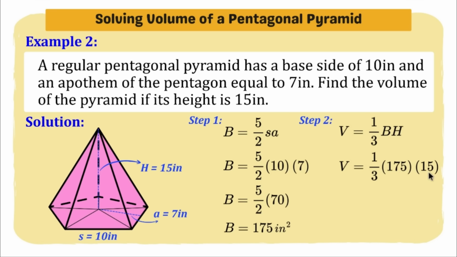So 175 times 15, it will give you 2,625. And then you divide it by 3 or multiply it by 1/3, it becomes 875. Our unit will now be cubic inches. Again, the volume is equal to 875 cubic inches.